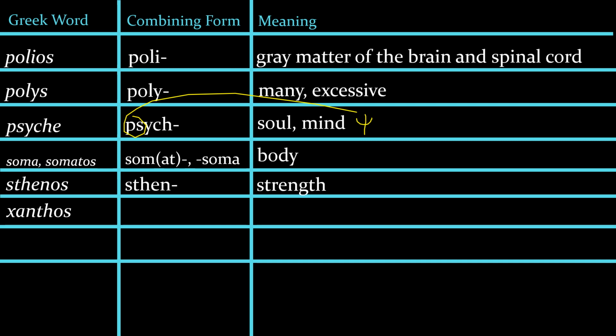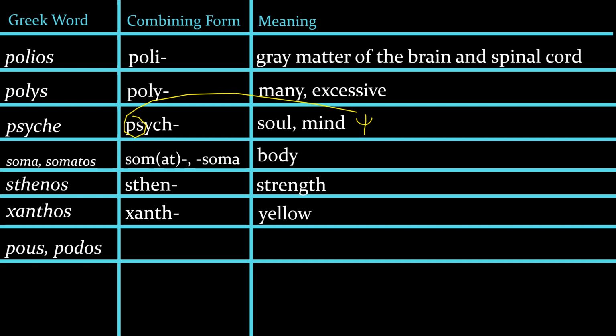Next, we go to xanthos, which you probably already know this. The X is often pronounced as a Z, so instead of xylophono, we get xylophone. We don't say xylophone. And this very simply means yellow. And it has also come to mean blonde.